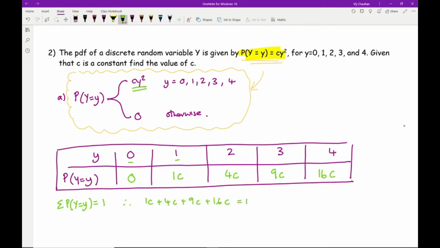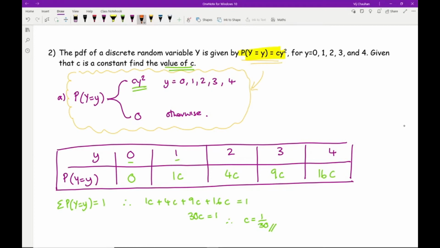So from that, if I then join these together, I've got 30c equals 1, so therefore c equals 1 over 30. Now once I've figured out that c equals 1 over 30, I've actually answered the question because it's told me what c is. If I was to go on to answer any particular questions related to this probability distribution, what I would then simply do is substitute c into the table.